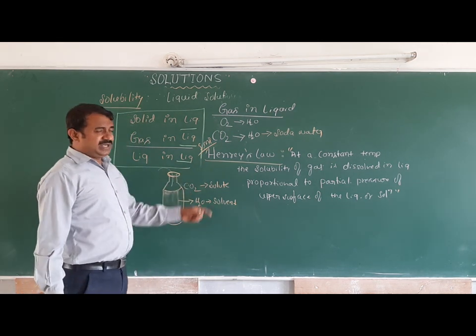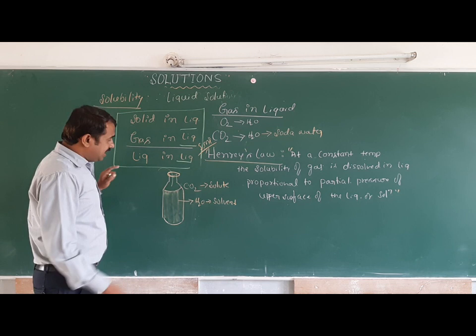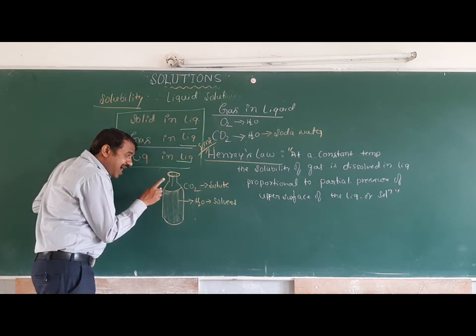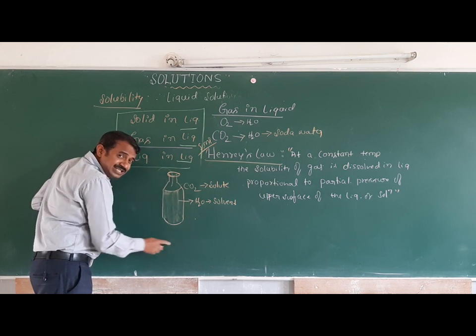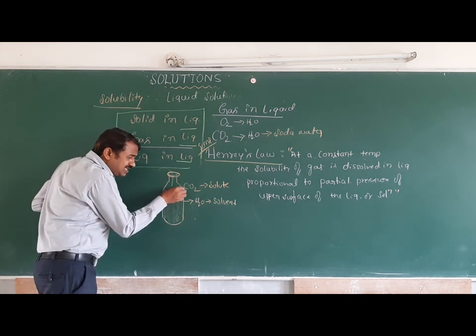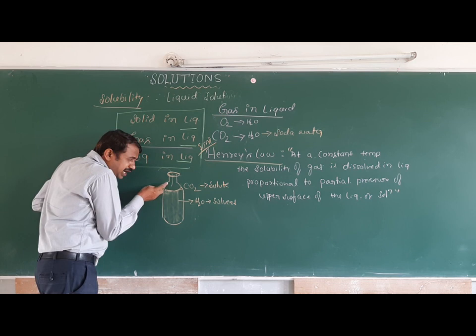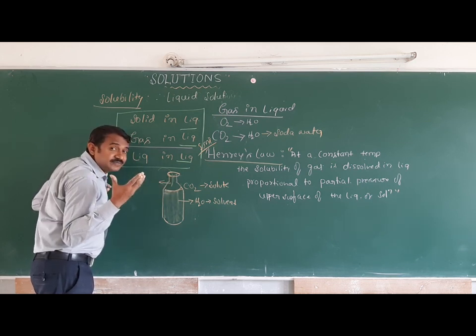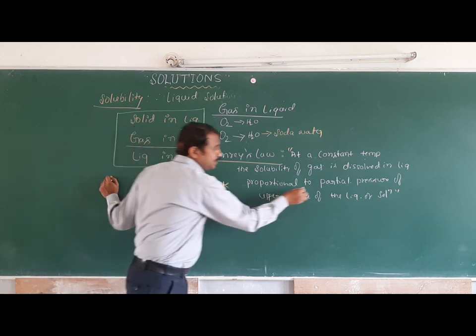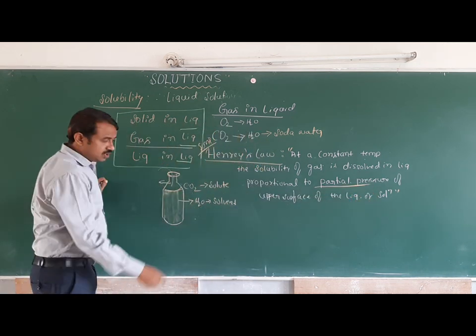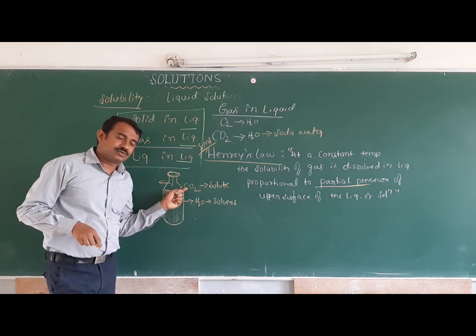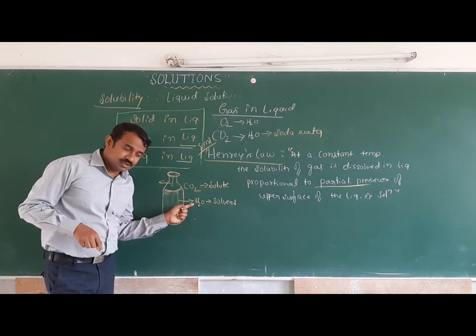If you want to remember Henry's law, think of soda water. You can easily explain Henry's law with it. Here the surface of the liquid has space above it, and that creates pressure. That is called partial pressure. What are we adding in soda water? Carbon dioxide.